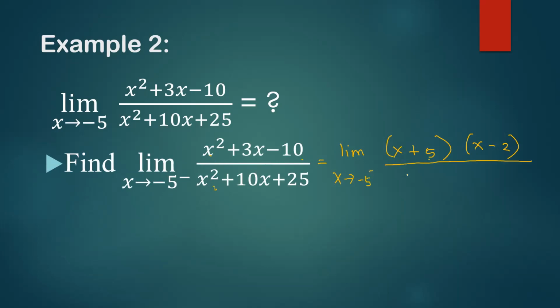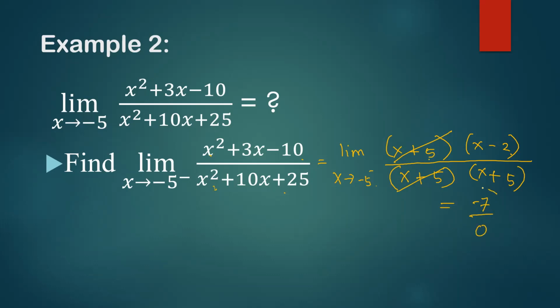So sa baba naman, if we factor this, that is a perfect trinomial square. So we have x plus 5 times another x plus 5. Okay. So magka-cancel yung isang pair ng x plus 5. We're left with x minus 2. Negative 5 minus 2 is negative 7. Correct? Tapos negative 5 plus 5, denominator is 0.